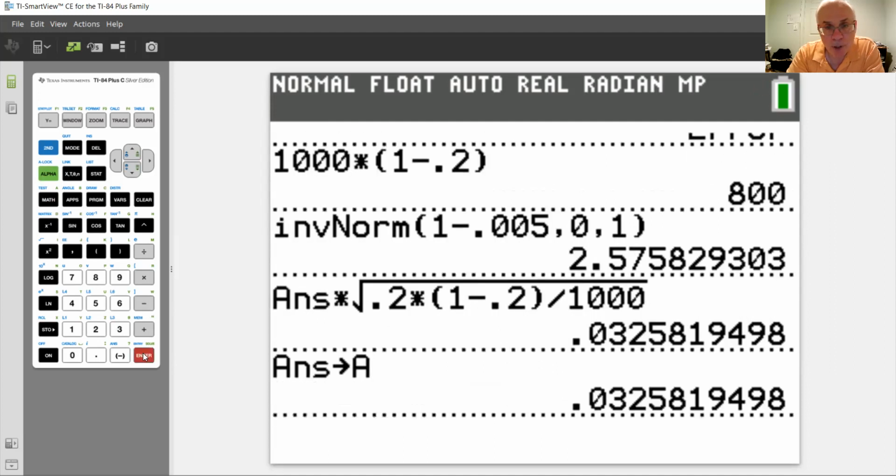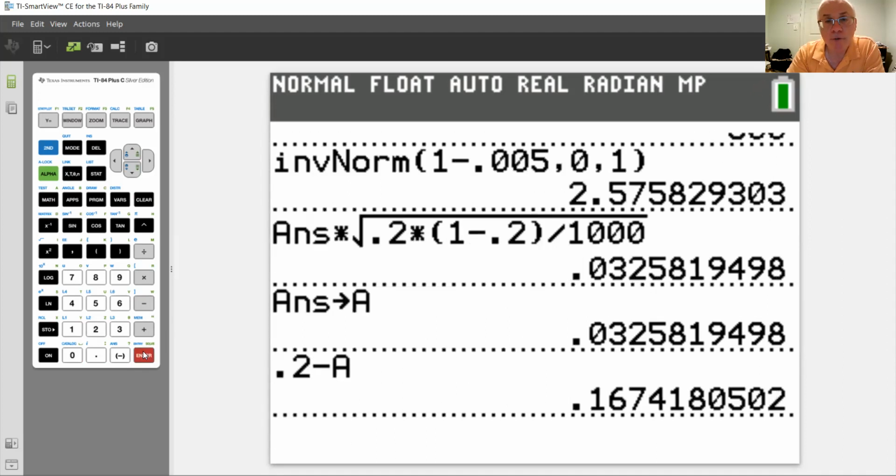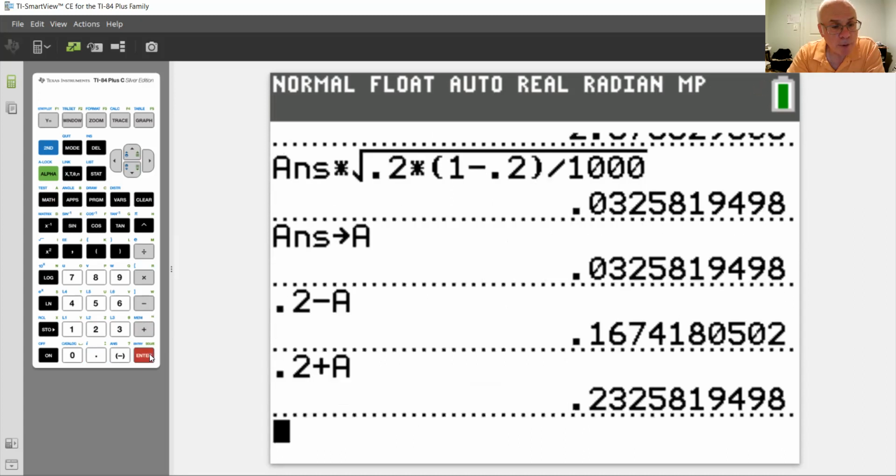Store it in A. My margin of error is now in A. And now I'm going to create my confidence interval. This will be 0.2 minus our margin of error: 0.2 is our sample proportion, minus our margin of error, which is in A. Enter. There's my lower end of the confidence interval. Now 0.2 plus A will give us our right endpoint, right?